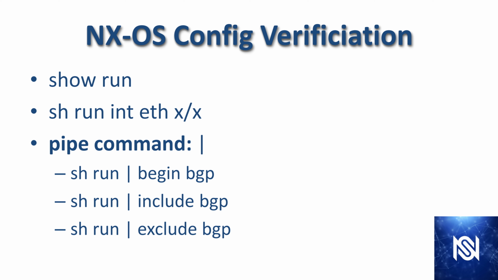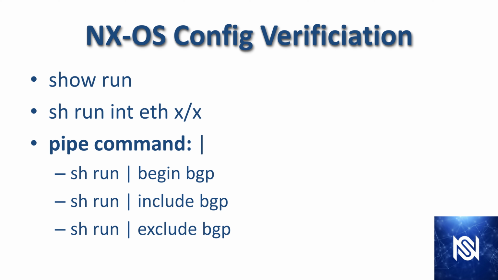If you wanted to look at a specific interface configuration, like if you're just going in to configure one interface, put a specific IP address on it, a description or whatever, you could do show run int eth, and then the numbers for the interface like I have shown there, and it's going to show you just the configuration for that interface.